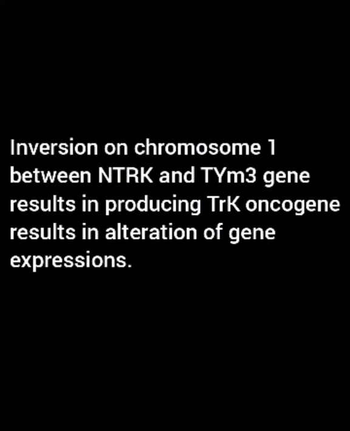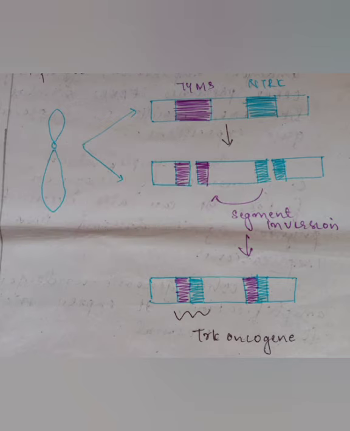Not only translocation can activate oncogenes, but inversion is also capable of activating oncogenes. The major example is the inversion in chromosome 1 that mainly occurs between the NTRK and TPM3 oncogenes, which may result in the production of the TRK oncogene, and the production of the TRK oncogene may result in elevated gene expression.